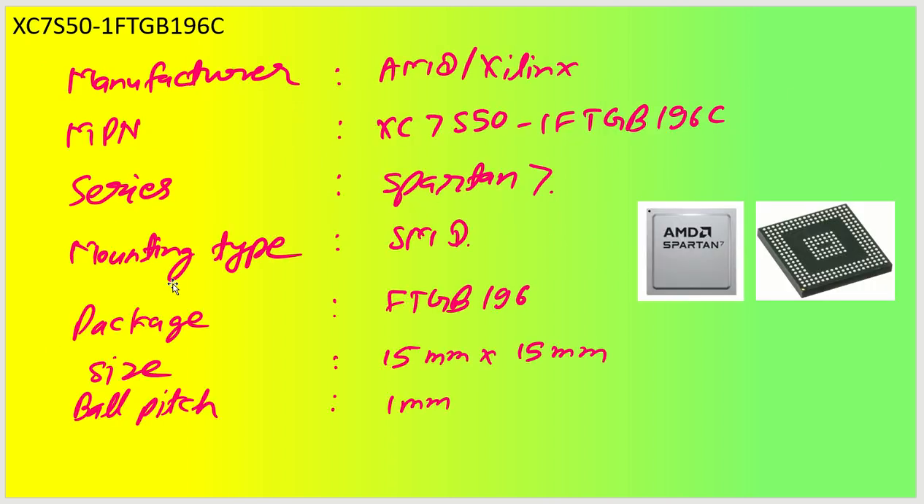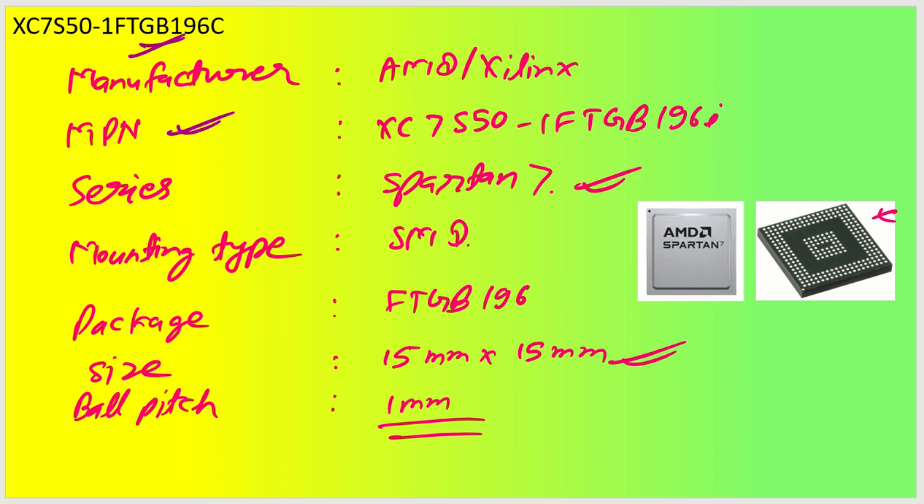Okay. If you talk about this particular IC in more detail, the manufacturer is AMD. It is nothing but Xilinx, but Xilinx has been acquired by AMD, so now AMD is the manufacturer. Manufacturer part number is this. Instead of C, you can take I. C is also there, but with a lower temperature range, and I is a higher temperature range. This is the Spartan 7 series. Mounting type is, of course, SMD package. It has a package of FTGB196, and the size is 15 mm by 15 mm, and the ball pitch is 1 mm. So you can see this is what the IC will look like.